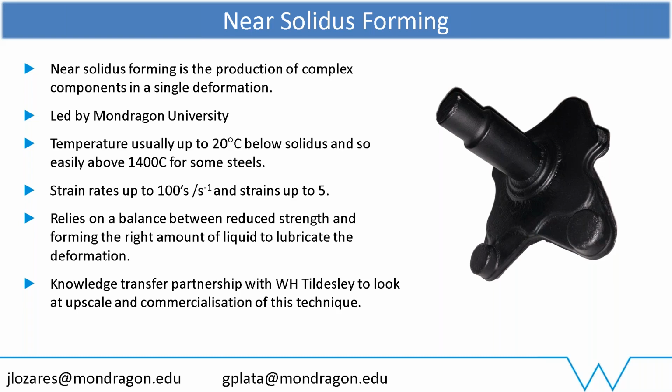And what we need from the material at this point is a nice balance. We want to get good strength so it holds together, but we need to be able to form it without cracking, but we also need to form the right amount of liquid or right amount of softening to lubricate itself while it's forming these complicated shapes. And we've also got a KTP, which is a Knowledge Transfer Partnership with WH Tildesley, who is looking at upscaling and commercializing this technique.